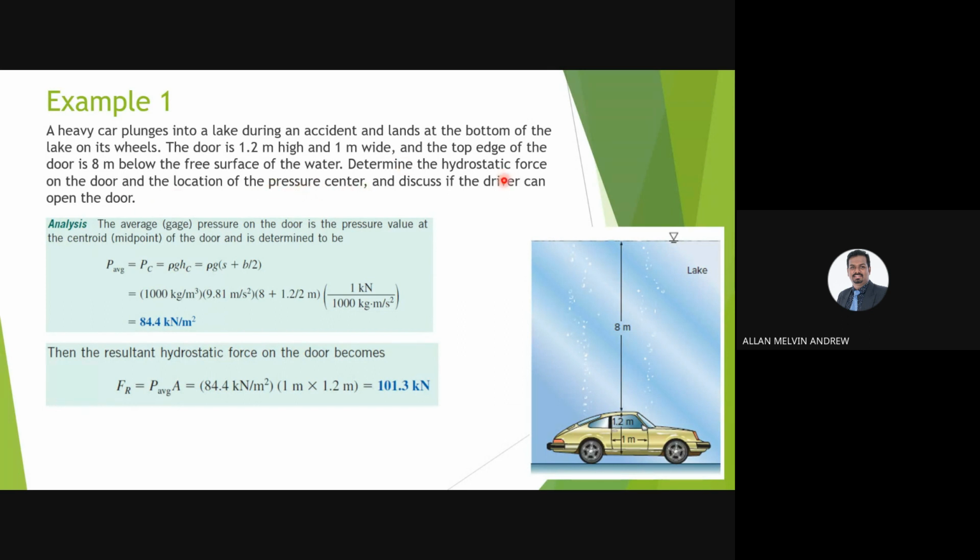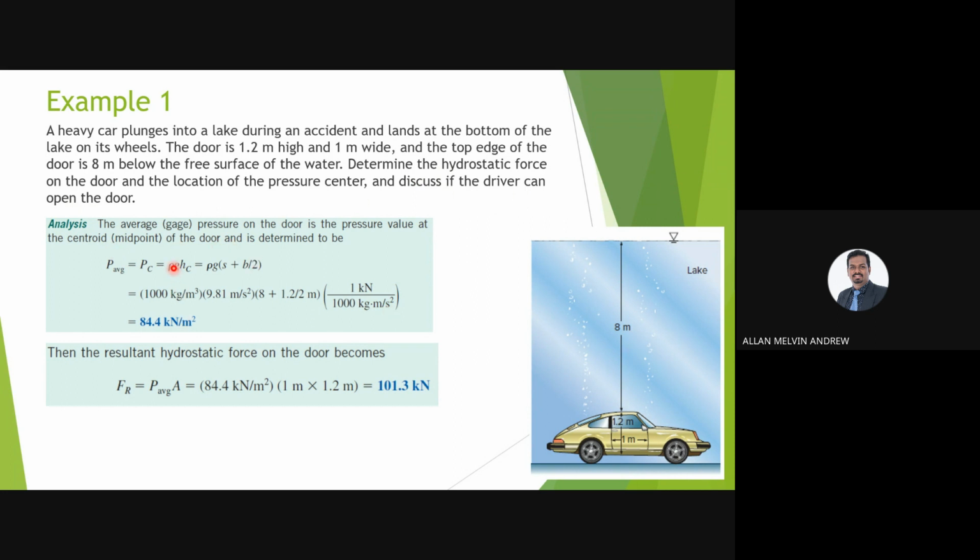They ask us to find FR and also the COP, and discuss if the driver can open the door. Inside the car there's a driver. Let's say he became unconscious because of the accident, and suddenly he wakes up. He is already underwater and tries to open the door. So the question asks us to discuss whether the driver can open the door. Okay, so we will see.